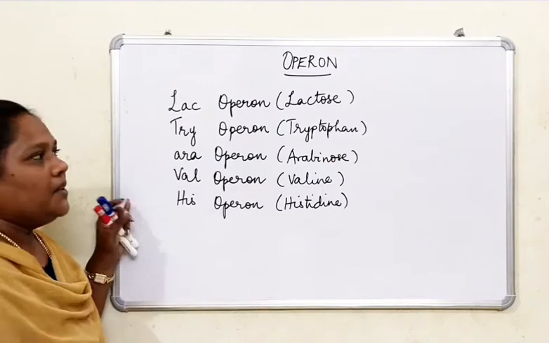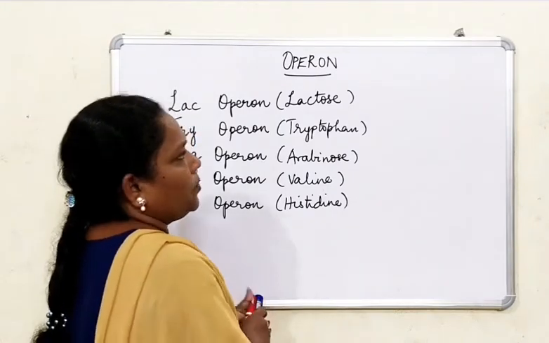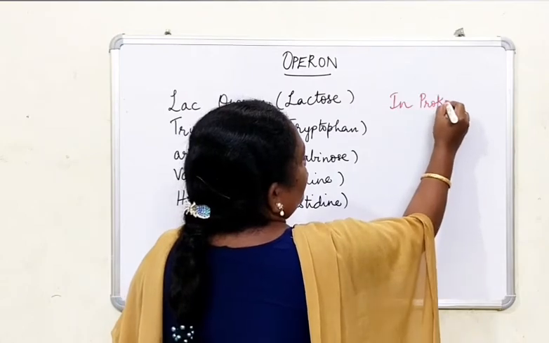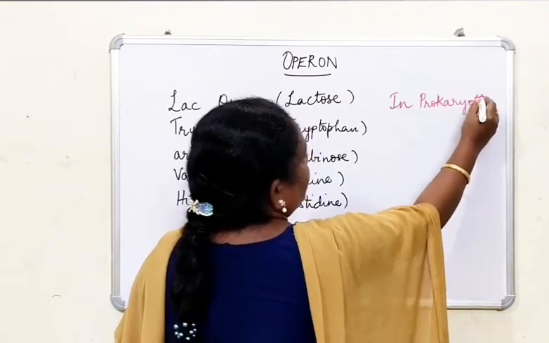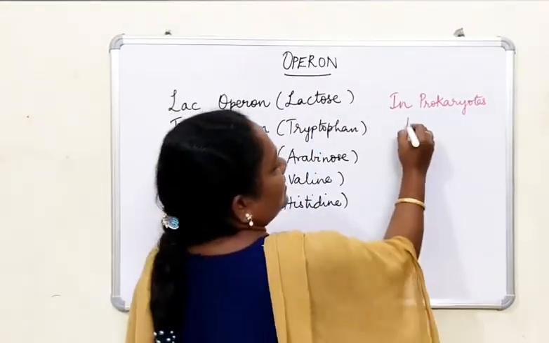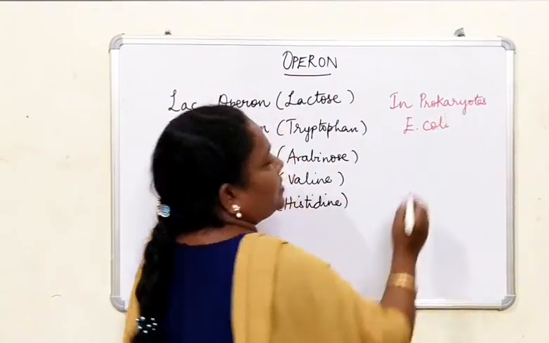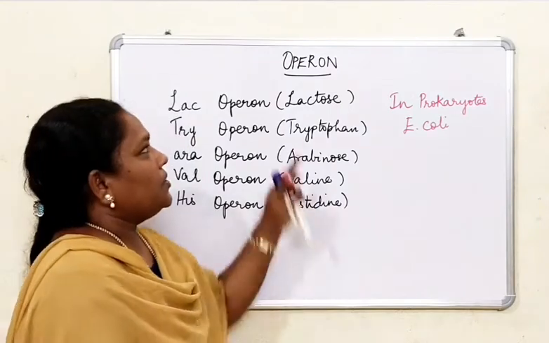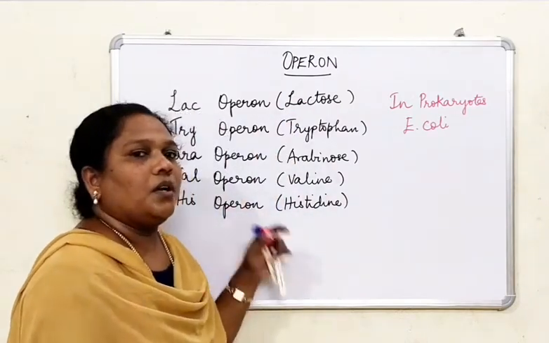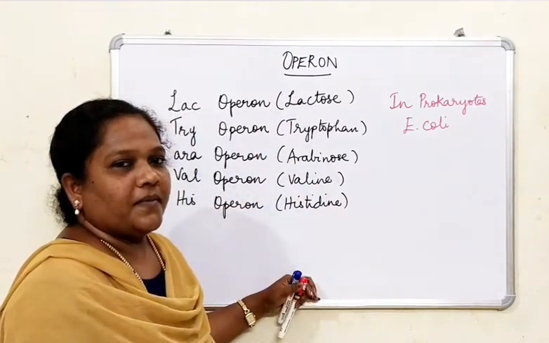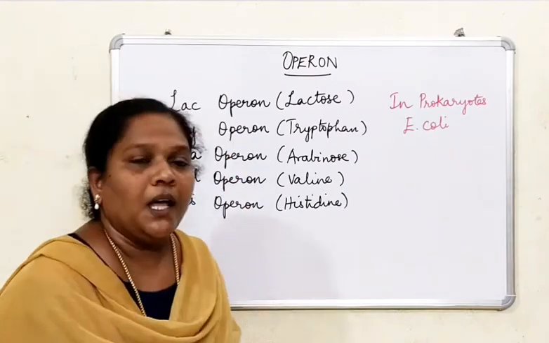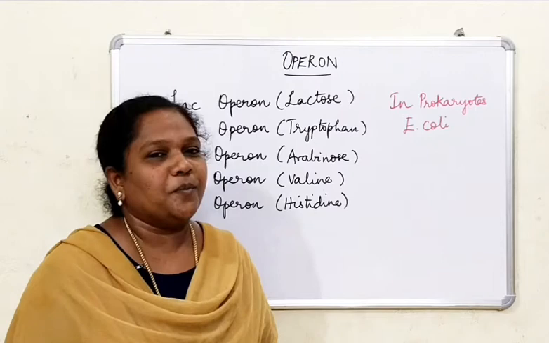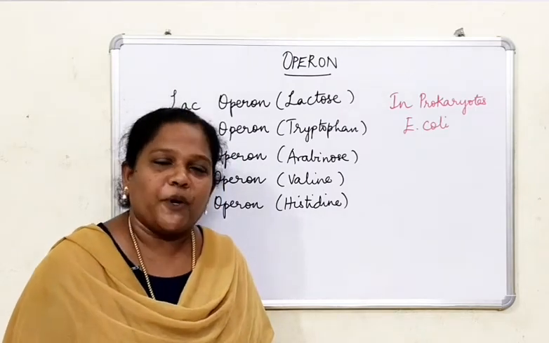Okay. Now here we are going to study in prokaryotes. In prokaryotes, what is prokaryotes? Very good example, E. coli bacteria, Escherichia coli. Right? So in E. coli, we are going to learn about a new concept that is called as operon. So very good example, what you are going to learn here is about Lac Operon. So what is operon? A set of genes that is controlled by a promoter is called as what? Operon.